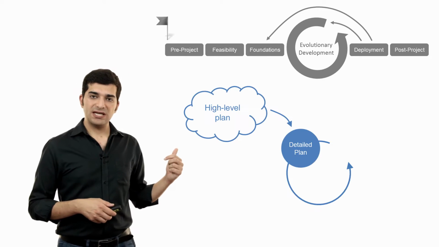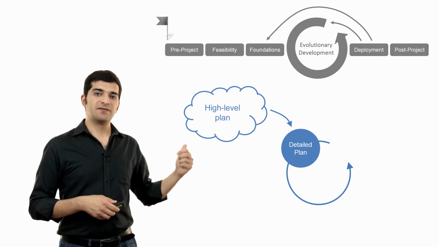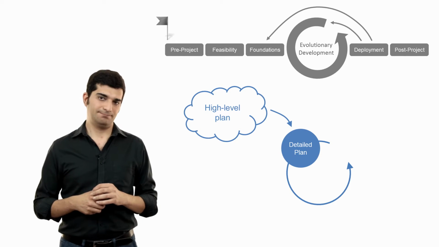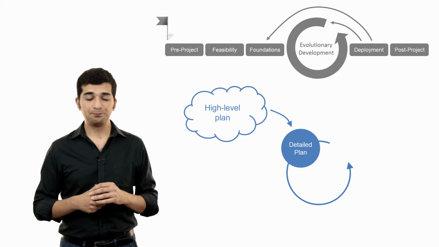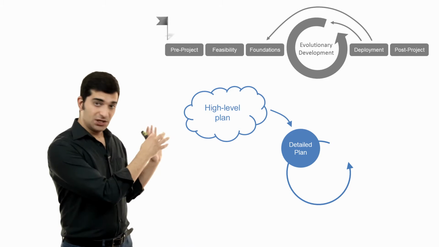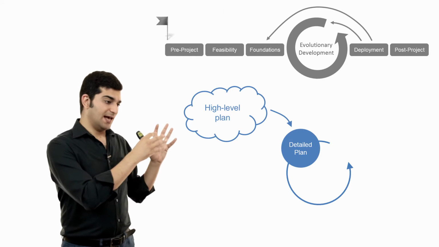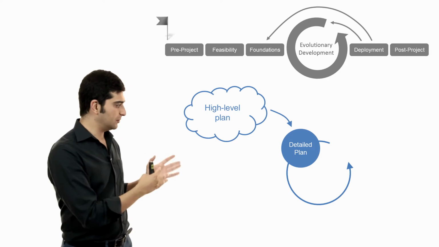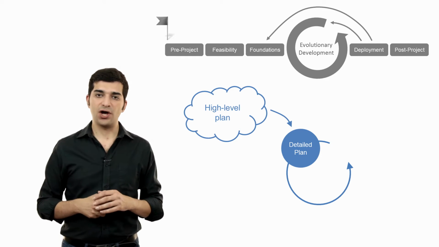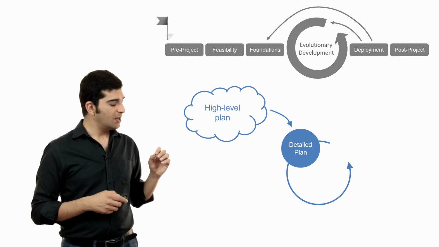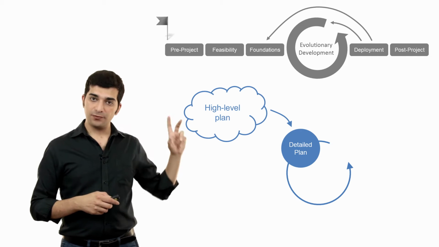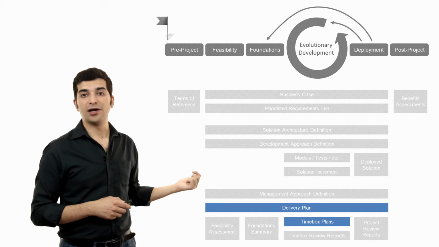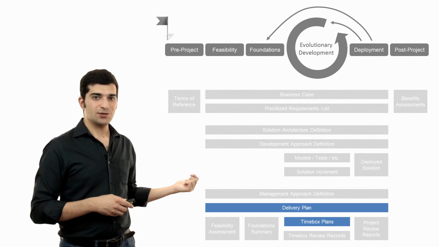But when it comes to DSDM, you must have a high-level plan prepared in the beginning of the project. That's what we need. And then we keep it high-level and flexible. And whenever we want to run a new development time box, we will create a detailed plan for that time box. We have two products for these two concepts. One of them is the delivery plan, that's our high-level plan, and the other one is the time box plan.